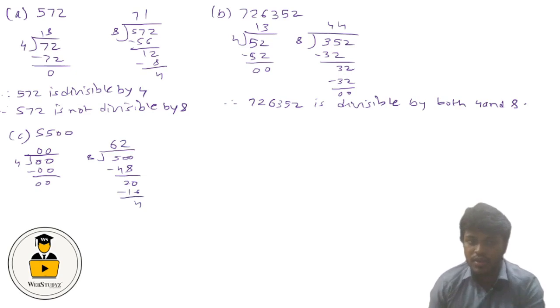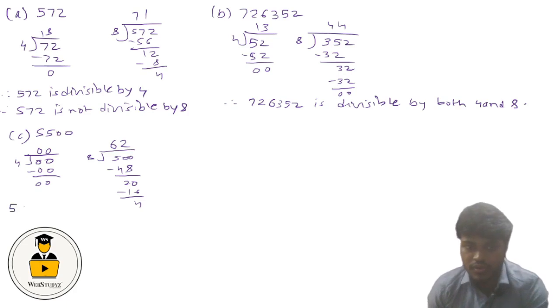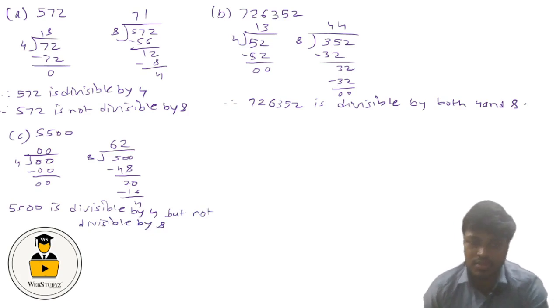So we can see that the last two digits are divisible by 4. So we can say that 5,500 is divisible by 4 but not divisible by 8, as the last three digits are not divisible by 8.